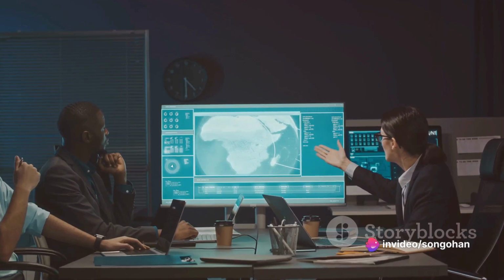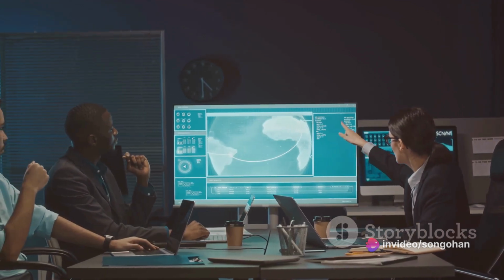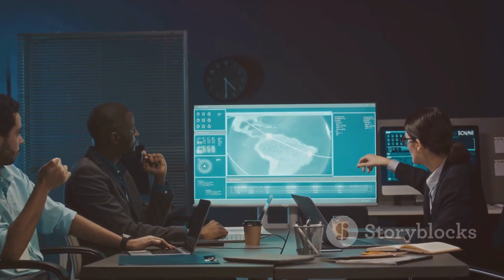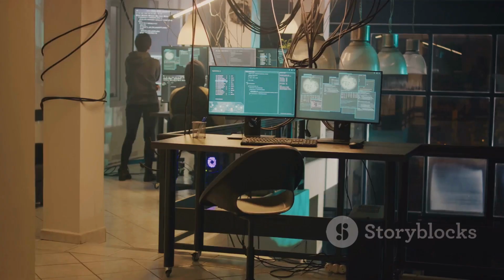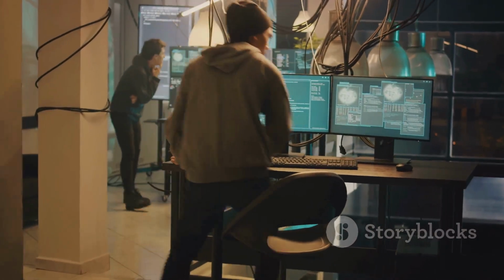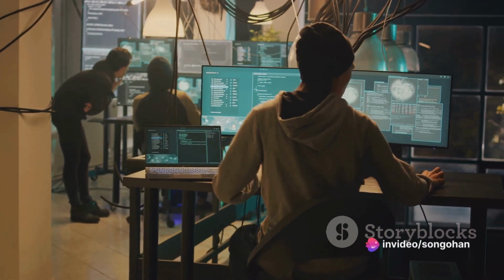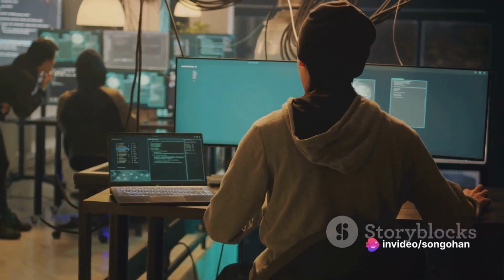First up is preparation. This is all about being ready before an incident occurs. It involves setting up a response team, defining roles, and planning for different types of cyber threats. Think of it like a fire drill. You want to know exactly what to do if a fire breaks out, and the same applies to a cyber threat.